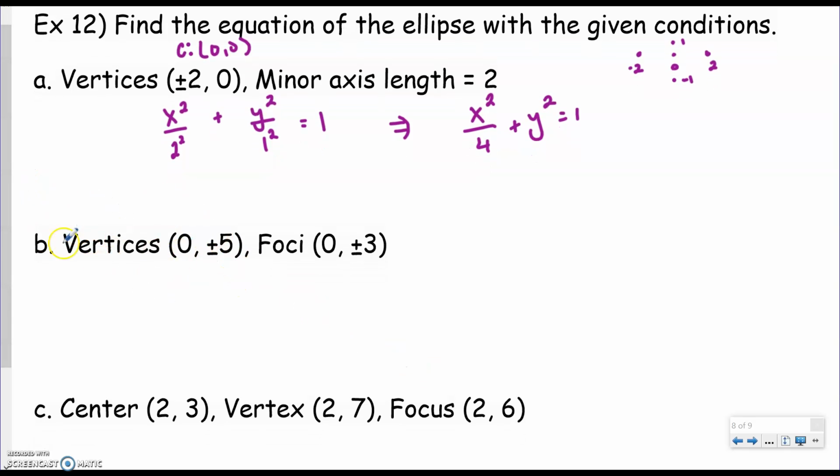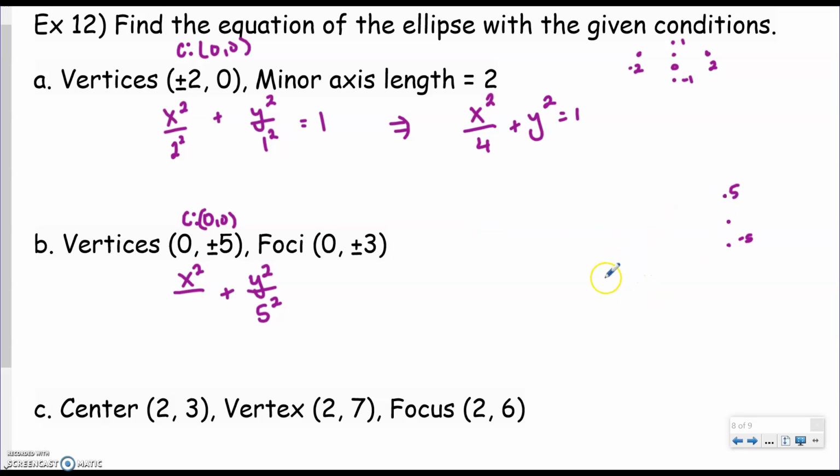Okay, same idea here for our vertices. Because we're at 5 and -5, I know my center is going to be at 0, 0. But because it's my y for my vertices, that means this is going to be the long way. And the distance between the center and my vertex is 5. So if I do y squared over 5 squared, we're good there. And then x squared, because it is at 0, 0, I don't have to worry about any numbers in my parentheses with my x's and y's. But then we need to figure out our foci.